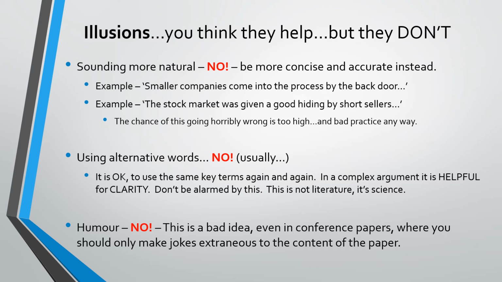And I give you some examples of things you do not want to do. You want to avoid saying things like smaller companies came into the process by the back door, or the stock market was given a good hiding by short sellers. You might think that by constructing sentences like this with colloquialisms, it sounds more natural. But what you find is that very often for non-English speakers, it's as likely to go wrong as it is to go right. And I say don't take that chance. Be formal, be concise, be accurate, and you'll ultimately be better respected.